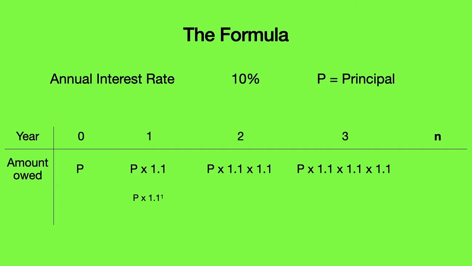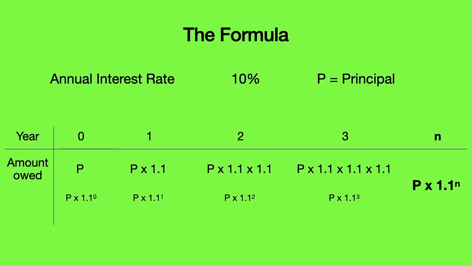So P times 1.1 is the same as P times 1.1 to the power of 1. P times 1.1 times 1.1 is the same as P times 1.1 to the power of 2. Just like that, the third column is going to be P times 1.1 to the power of 3. And you also know, hopefully, that anything to the power of 0 is 1, which means that P times 1.1 to the power of 0 equals P. Now you can see that there's a pattern there, that for every number of years, in order to find out the amount owed, you just have to do P times 1.1 to the power of that number of years.